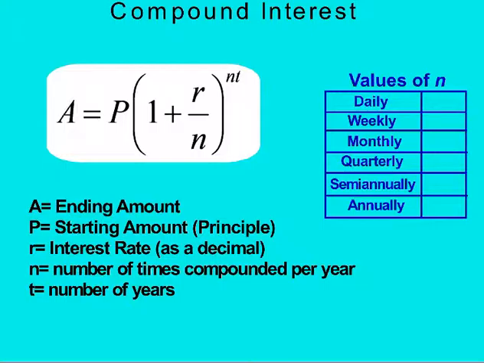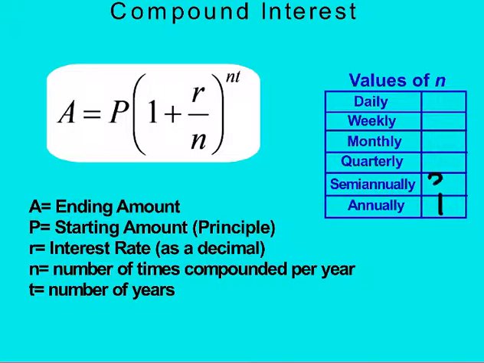And then N is the number of times that it is compounded per year, and T is going to represent the number of years. So we do want to look at this chart and make sure we understand what each of these values of N mean. For something to be calculated annually, that means it's only going to be counted once a year. So annually is when N is equal to 1.